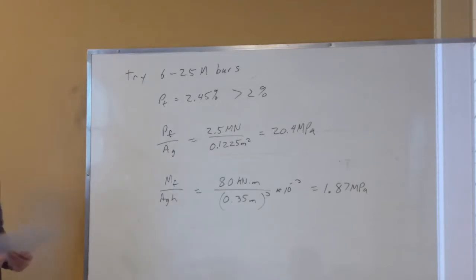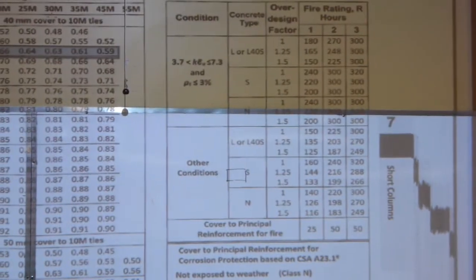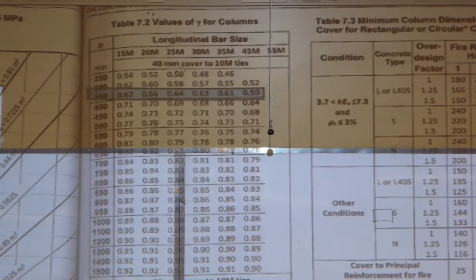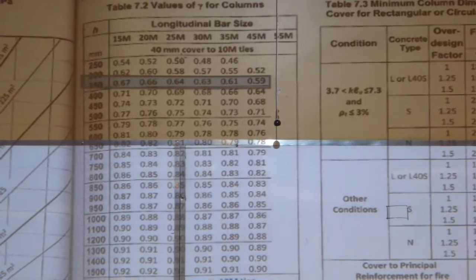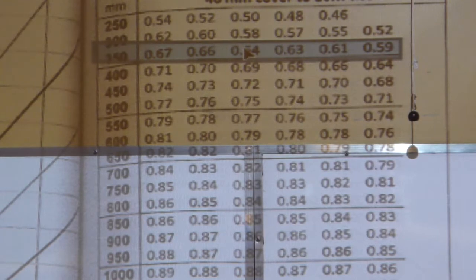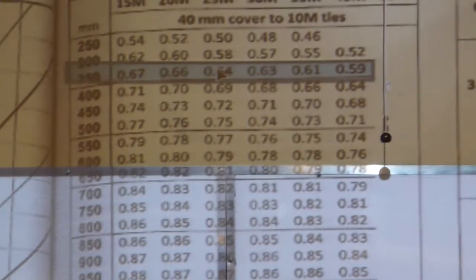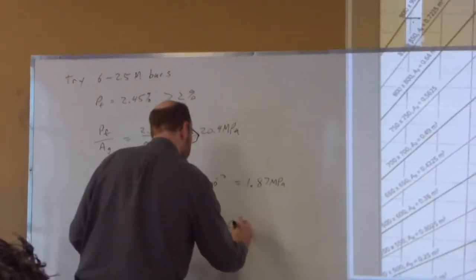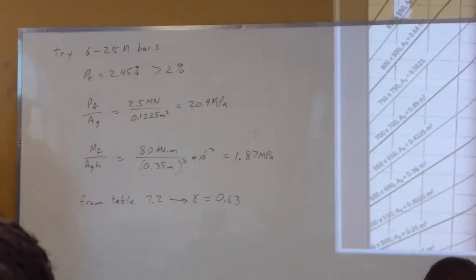Okay, so we're going to look at this table here now. Now that we know we're looking at a 350 column, there's our 350 row in here. And we know that we're looking at 25 M bars. With 25 M bars here, we get a value of 6.4.